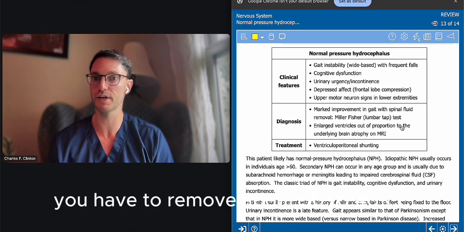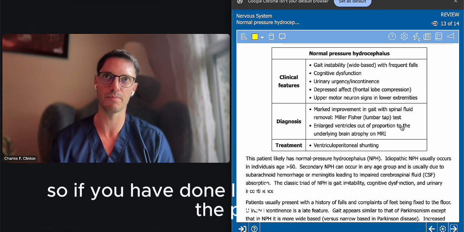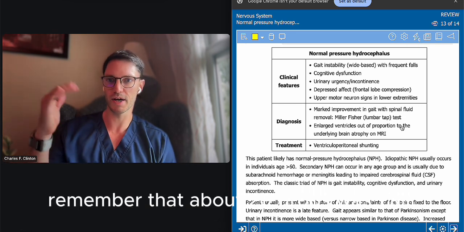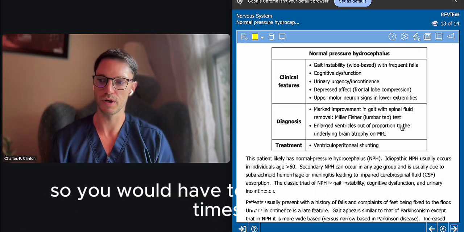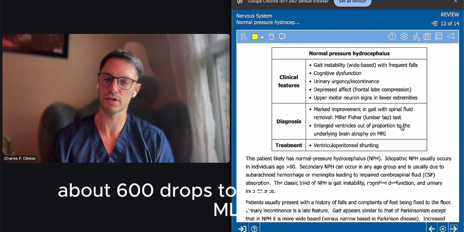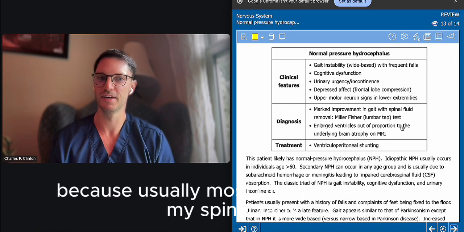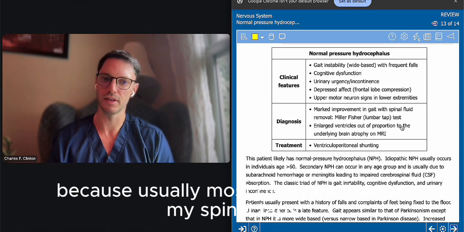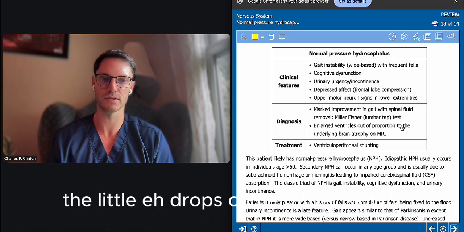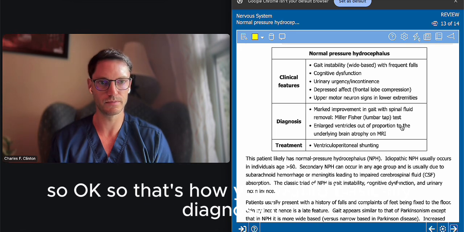You have to remove about 30 to 40 cc. So if you have done lumbar punctures in the past, remember that about 20 drops was 1 mL. So you would have to remove 20 drops times 30, about 600 drops, to get to the 30 mLs. So a whole lot of time there, because usually in most of my spinal taps the little drops come rather slowly. So okay, that's how you would basically diagnose it.